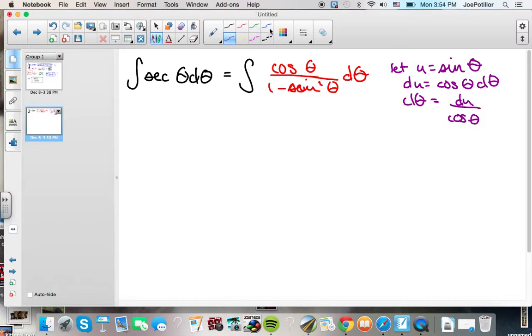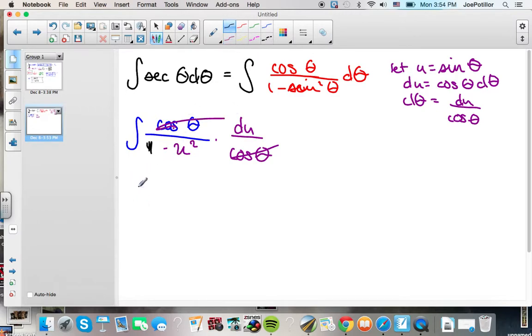And because I like to show all my work in this situation, cosine theta over 1 minus u squared times, of course, d theta, which is going to be du over cosine of theta. Cosine theta is cancelled. So we end up with a very simple integral of 1 over 1 minus u squared du. Here we have to use decomposition to simplify it again.